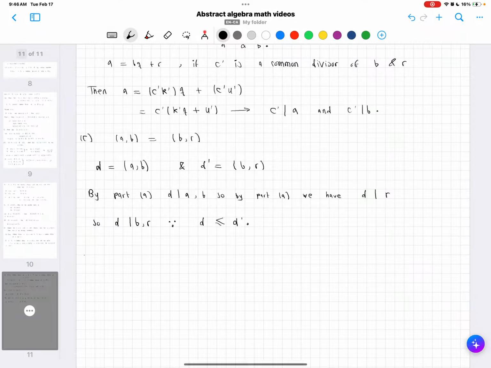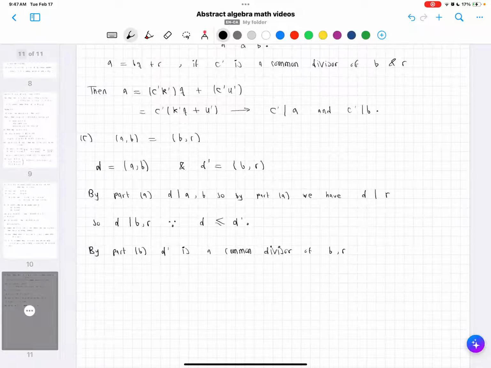And analogously, by part B, D prime is a common divisor of B and R. So D prime divides A as well as B. So therefore, since D prime is a common divisor of A and B, it must be less than or equal to the greatest common divisor of A and B. So D prime is less than or equal to D. So we get the equality: D is equal to D prime.